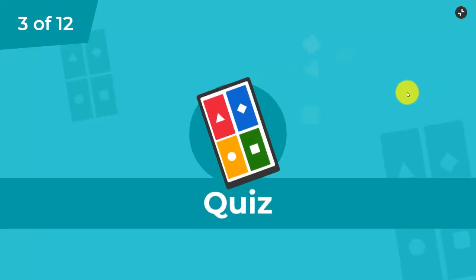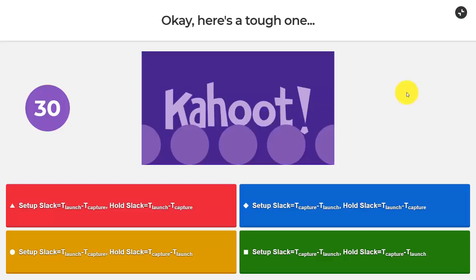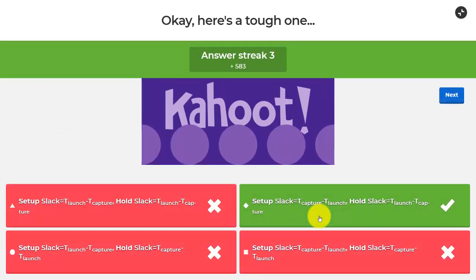Okay, so we'll go to question number 3, and this one's a tough one. Setup slack: is it T launch minus T capture, hold slack, T launch minus T capture? Is setup slack T capture minus T launch and hold slack, T launch minus T capture? Which one of these is it? So remember, setup is going to be the capture time minus the launch time, right? And hold slack is going to be the opposite, so that would be this one. So remember, and I'm right.